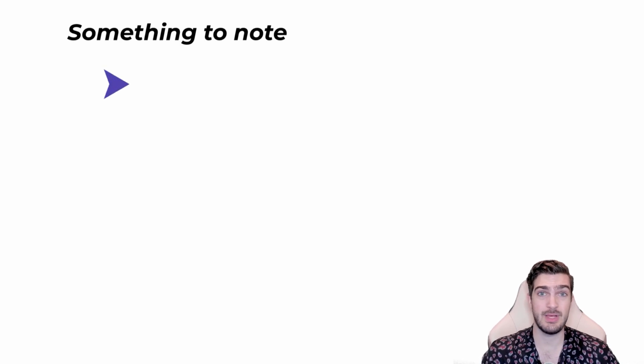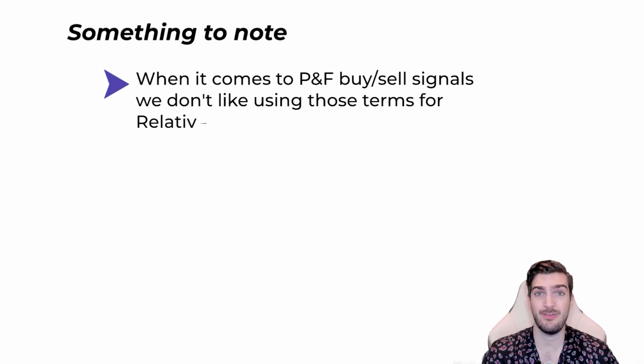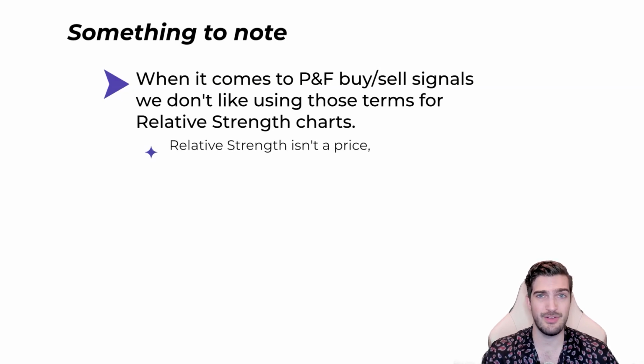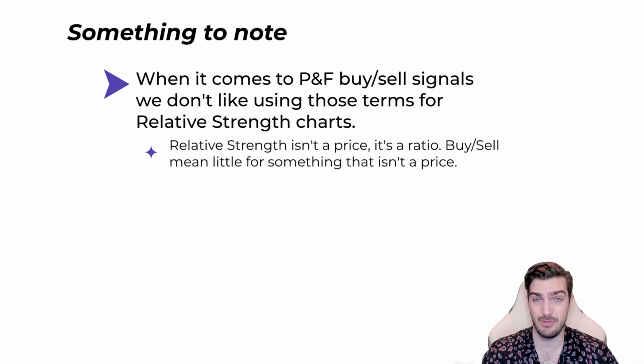When it comes to looking at point and figure buy and sell signals, the words buy and sell lose quite a bit of meaning when we look at relative strength. Relative strength is not a price, it is a ratio. So using the words buy and sell for a ratio seems a little strange.